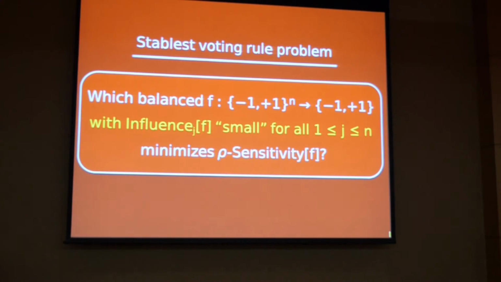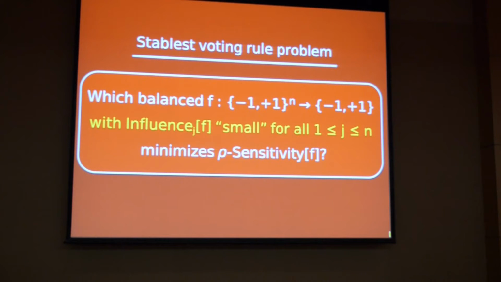So in light of this, we can change this Rho sensitivity isoperimetric question, or this voting rule question, to rule out dictatorships. We don't like them, so one might ask, suppose you wanted a balanced function f, a voting rule, which minimizes the Rho sensitivity, but you don't want the dictatorships or the anti-dictatorships, so you'll just insist that all of the influences be small. I'll make this a bit formal later. Then what is the best voting rule for minimizing the effect of the faulty voting machines? So this is a nice problem.